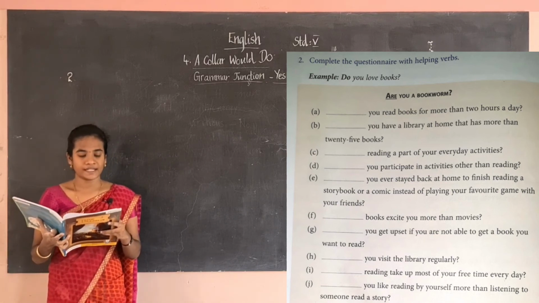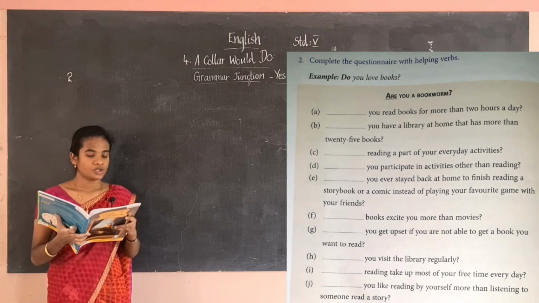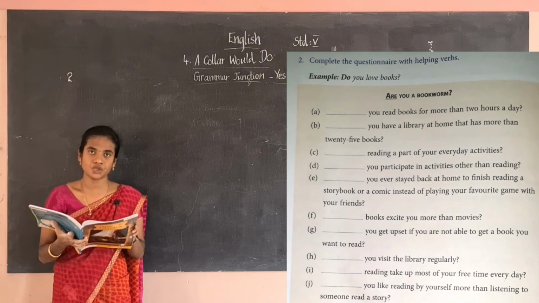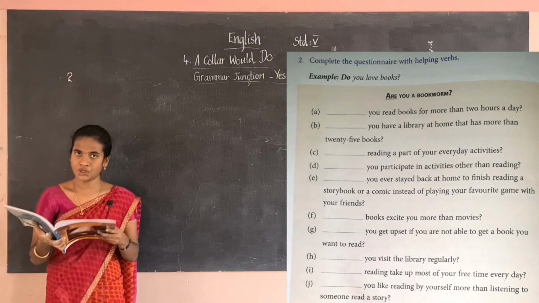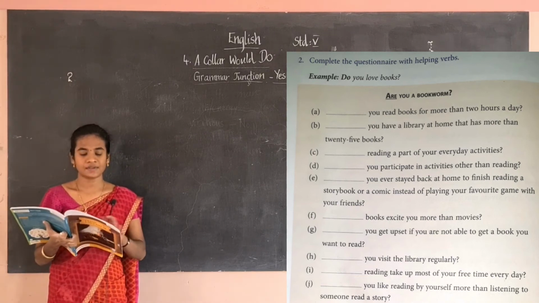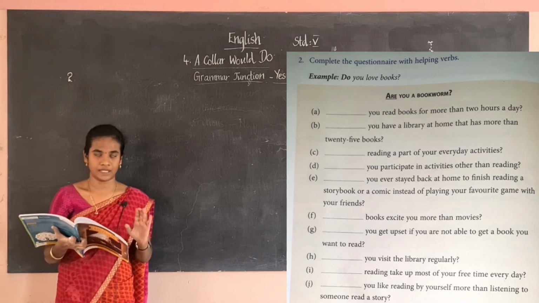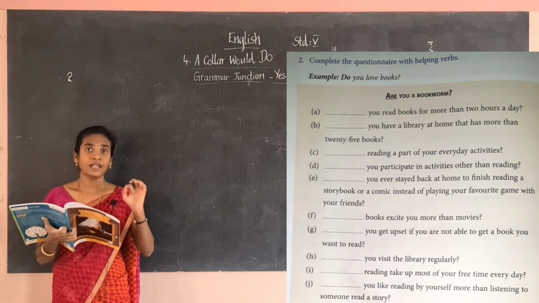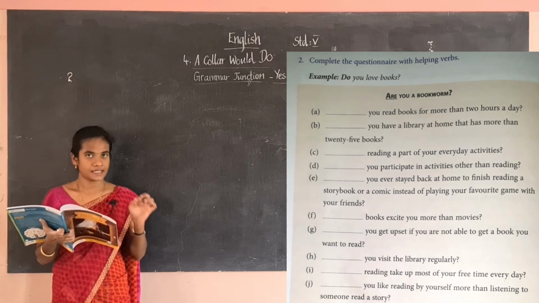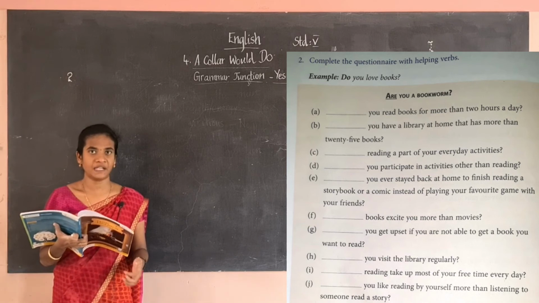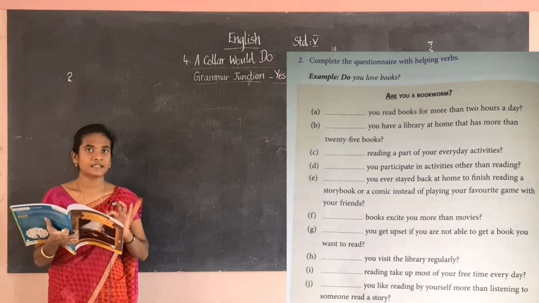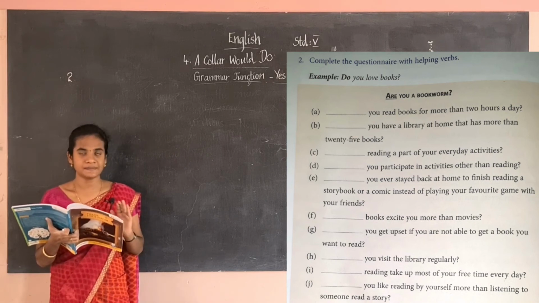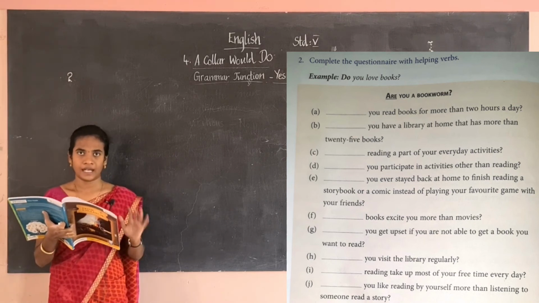One example has been done for you. Do you love books? Here, do is the helping verb. For this question you do not need to write yes or no. You have to write the helping verb. A yes or no question always begins with the helping verb, but here at the beginning the helping verb is missing, so you have to write that helping verb alone.